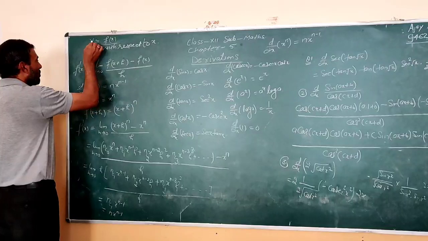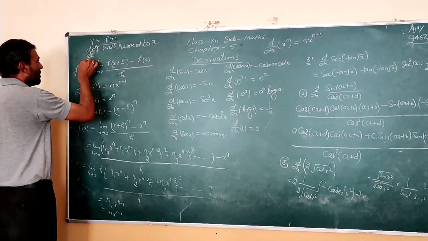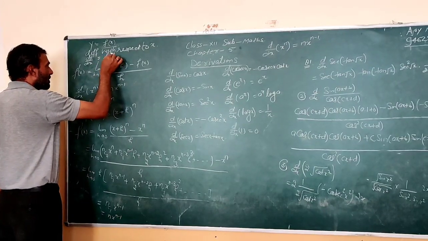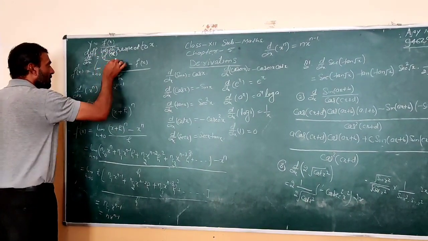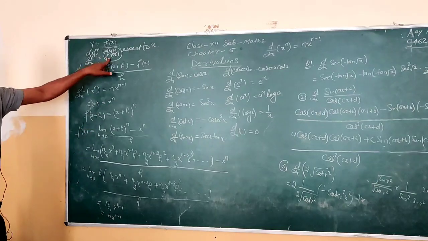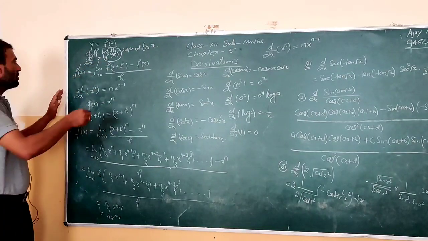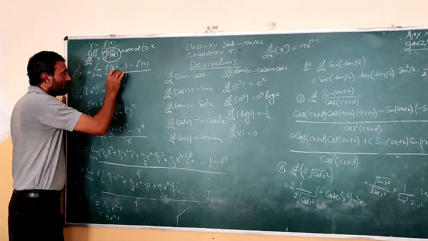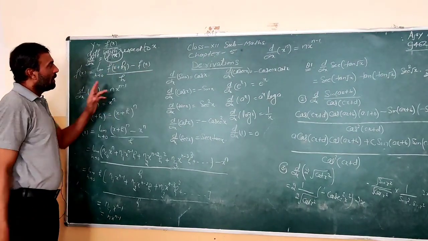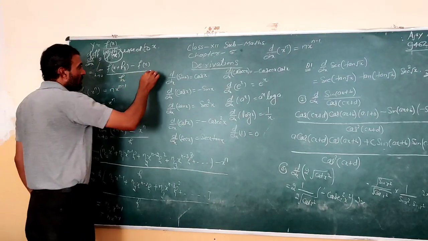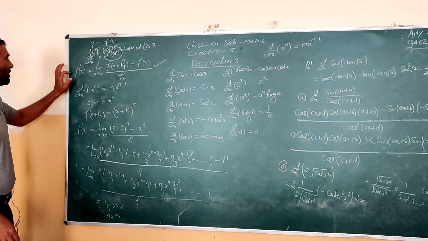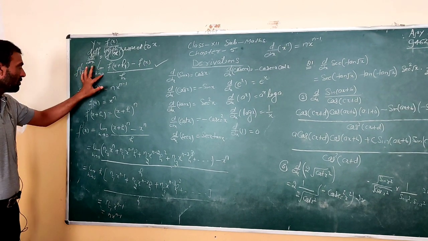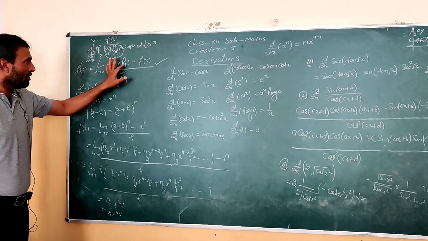Differentiate with respect to x. y means this is dy upon dx, and f(x) means f dash x, and this f dash x is the sign of the derivation. So f dash x is equal to limit h tending to 0, f(x plus h) minus f(x) upon h. This is the first principle derivation.